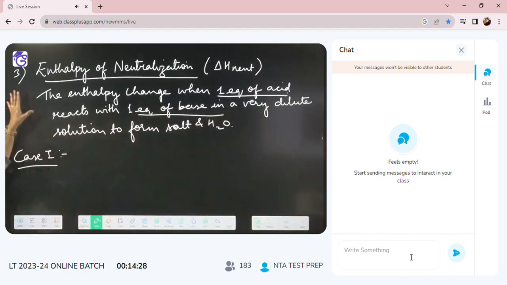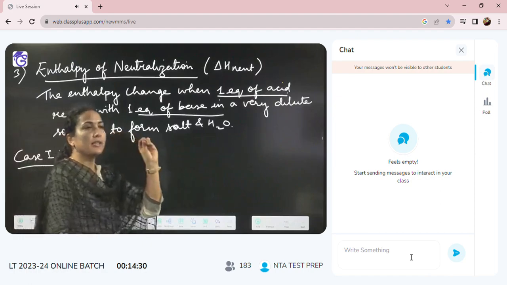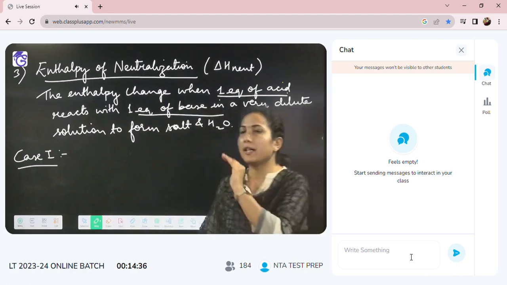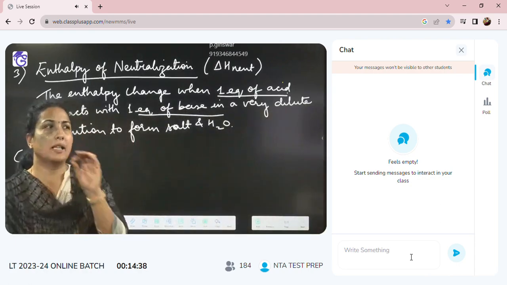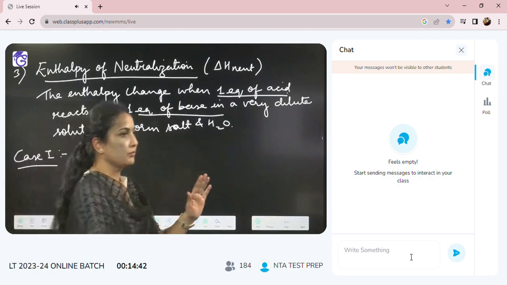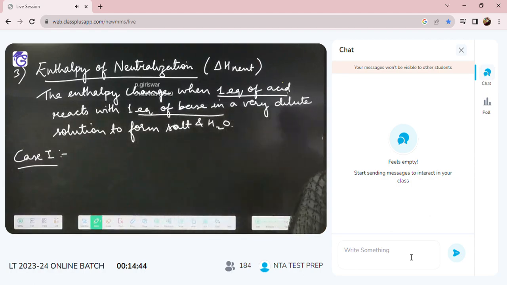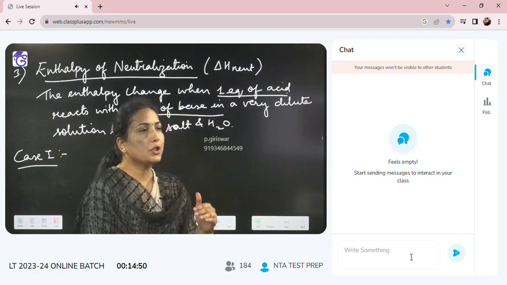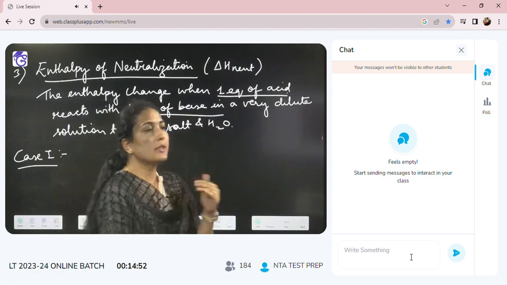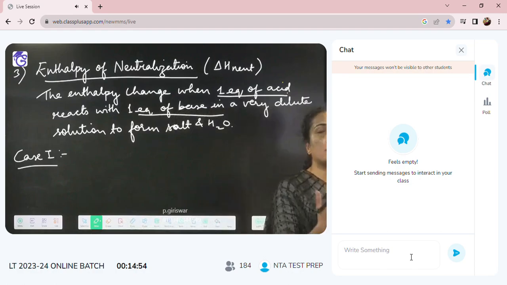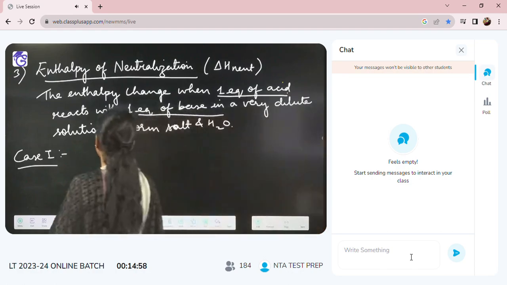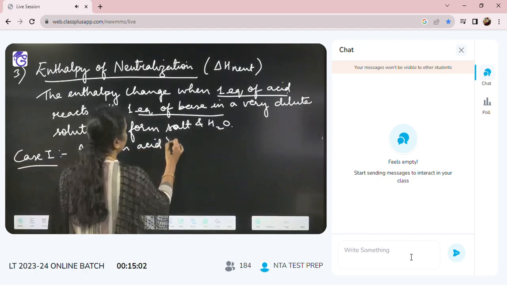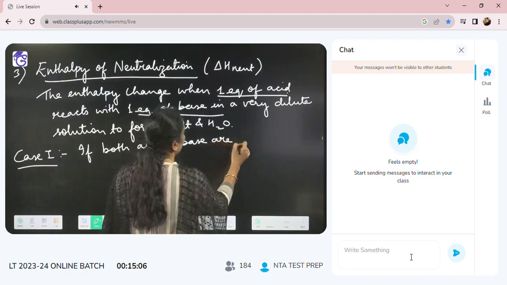Did you understand the basic definition, what they are trying to say? Neutralization means one equivalent of acid should react with one equivalent of base, and whatever is the enthalpy change during that process is known as enthalpy of neutralization. Now the next thing is, there are two cases we need to understand. When you are carrying out the neutralization, both acid and base could be strong, or either of them could be weak, or both could be weak. We are first going to understand the case where both acid and base are strong.